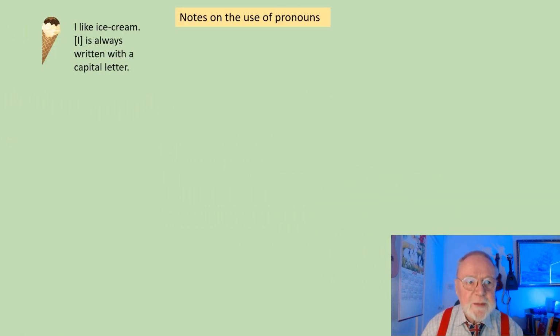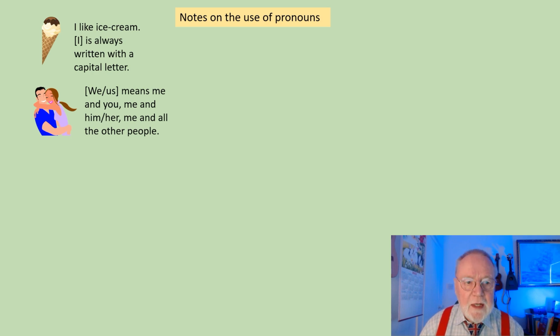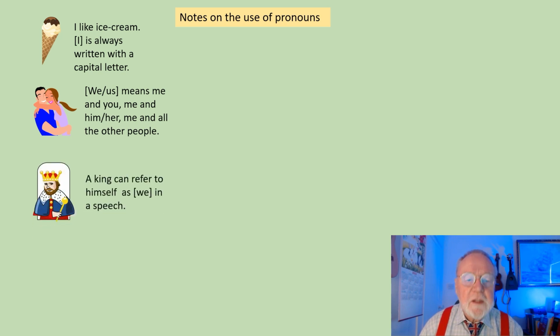I like ice cream. I is always written with a capital letter. We and us. It means me and you, me and him or her, me and all the other people. A king can refer to himself in a speech as we, and you might listen for that in the coronation of King Charles, which is coming up in the summer. You may well hear him say we when he speaks about himself.